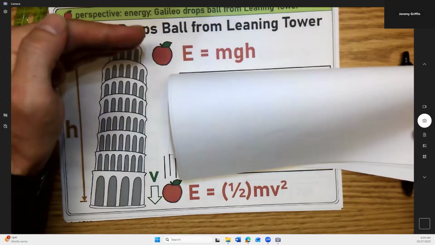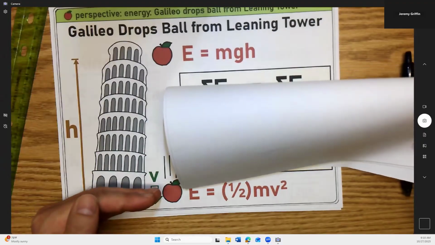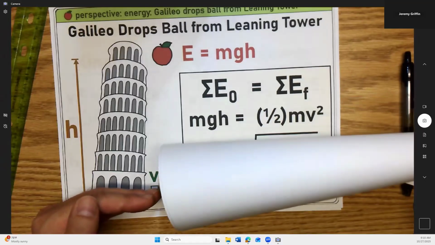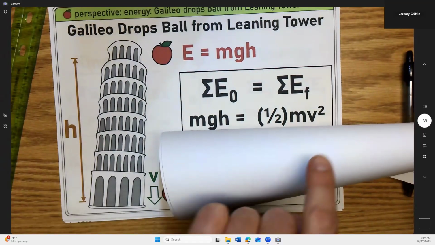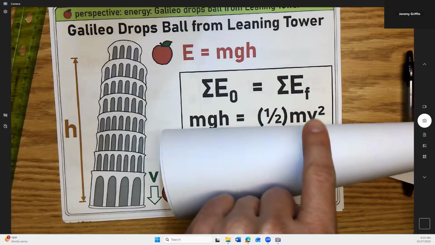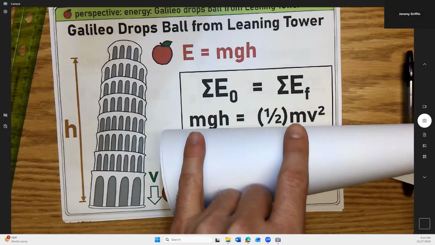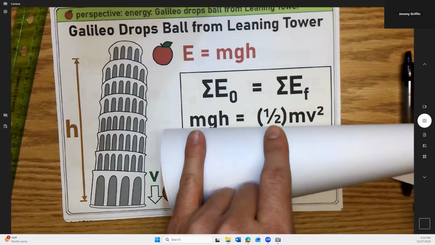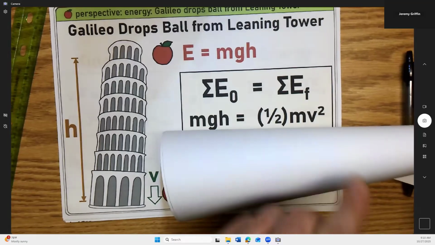Okay. Can you say that the MGH at the top is equal to the 1/2 mv squared at the bottom? As long as there's no air drag, energy is conserved, that would be true, wouldn't it? Now suppose the question was, what's the speed at the bottom, that V right there? Can you guys solve for that V? What cancels on both sides? The mass. And then can you cross multiply that 2? And then what's the last algebra step? Take the square root. So you can solve for that V, you have to take the square root.